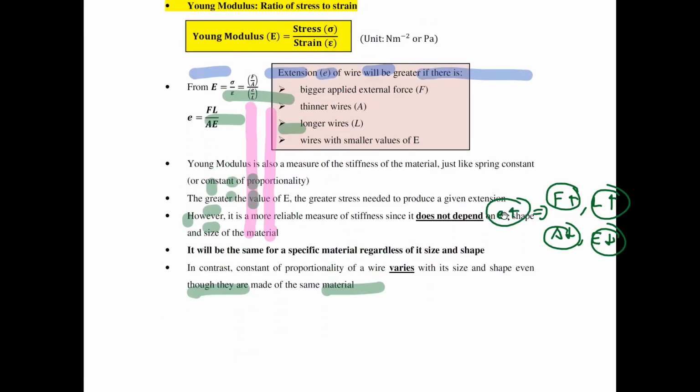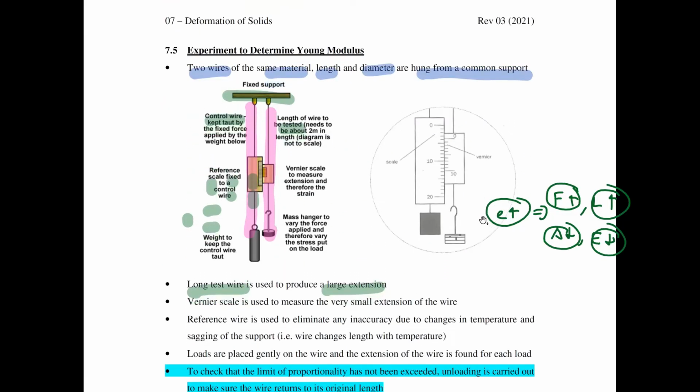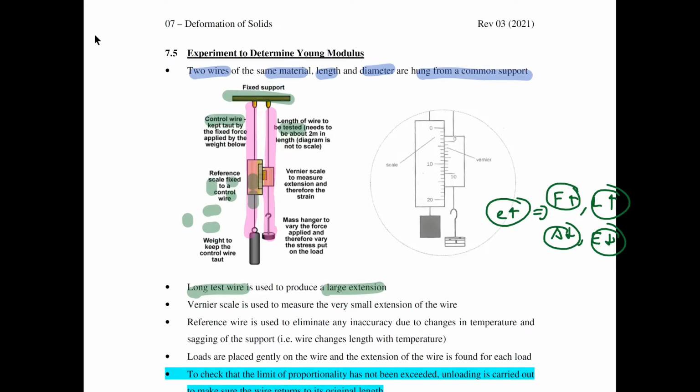Okay, so right now you want to find the Young's modulus. You are purposely using a long test wire so that you can get a large extension. Because if you're testing a metal, metals don't extend a lot, they extend very little. So you're trying to get as large an extension as possible so that you can actually measure it. If you use a short test wire, your extension will be very small. You cannot really measure it. So you purposely use a long test wire in order to get a large extension so you can measure it. That's the purpose of the long test wire here.